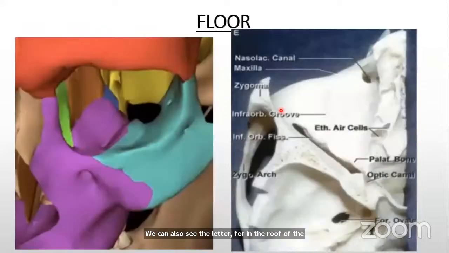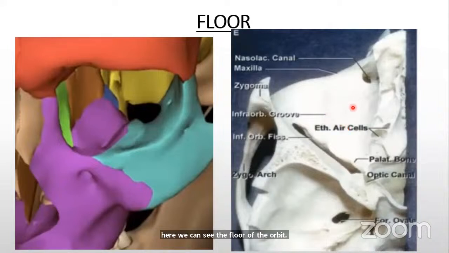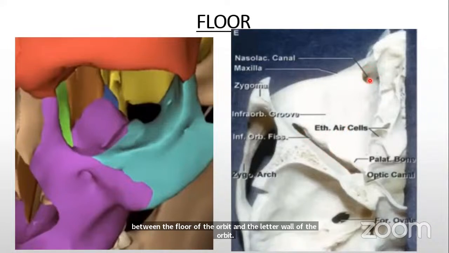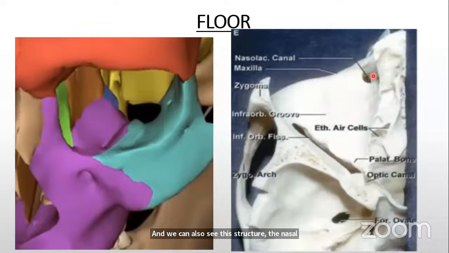The floor is made up of two bones. One bone is the maxilla, and the other is the zygoma. Here we can see the floor of the orbit. This entire bone is the maxilla, and the important aspect of the floor is the inferior orbital fissure, which lies between the floor of the orbit and the lateral wall of the orbit. We can also see the nasolacrimal canal, which transmits the nasolacrimal duct.